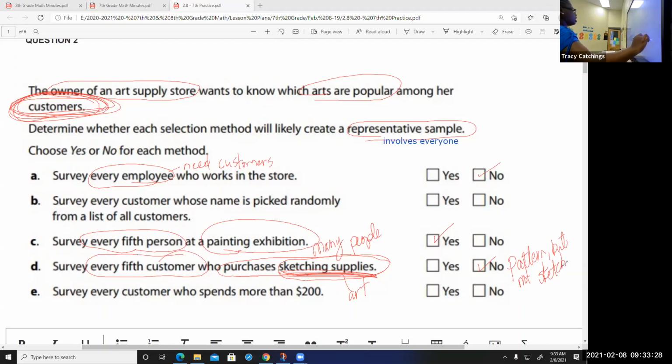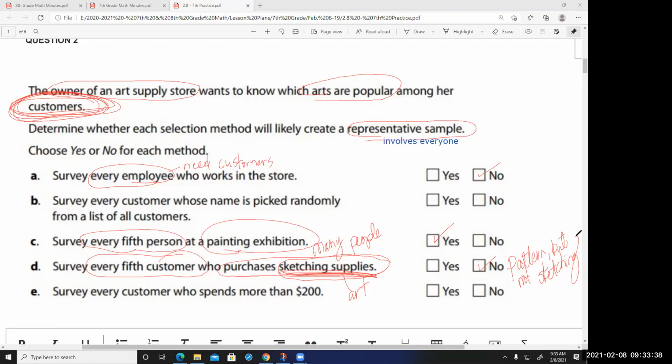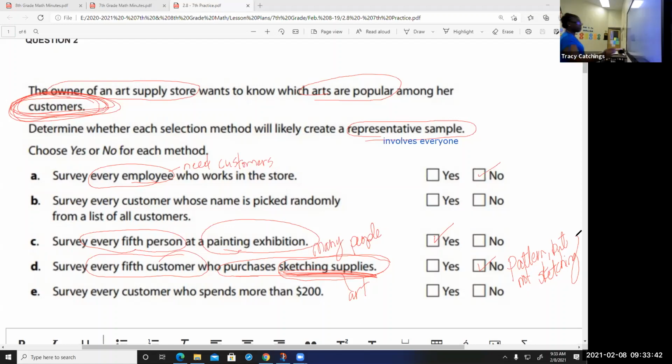Now, if they would have just said every 5th person who made a purchase, that would have worked. All right, we got B and E left. E. All right, what you say, Alyssa? No. Why you say no? Because it doesn't involve everyone.